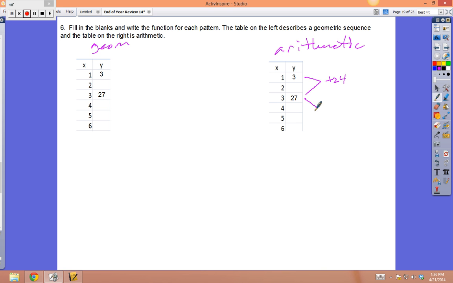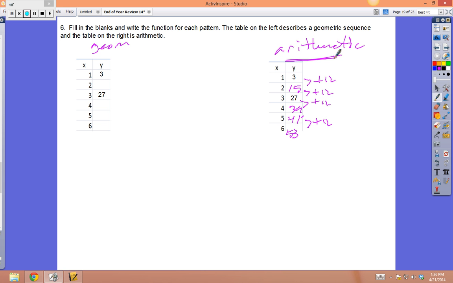So if I keep that pattern going from 27, I've got to skip one for it to grow by 24. So this is going to be 41. So each time it must be growing by 12. If I want to fill in all the blanks, every single time it's got to grow by 12. 12 plus 3 is 15. 15 plus 12 is 27. 27 plus 12 is 39. 39 plus 12 is 41. 41 plus 12 has got to be 53.